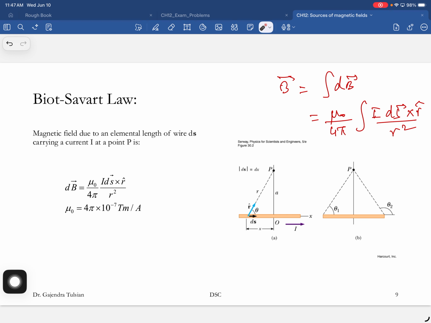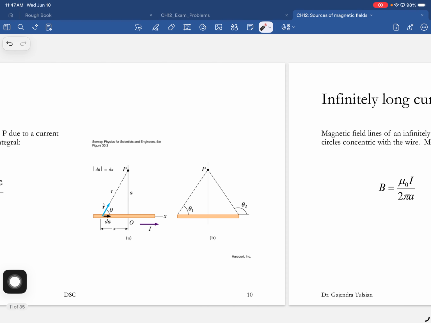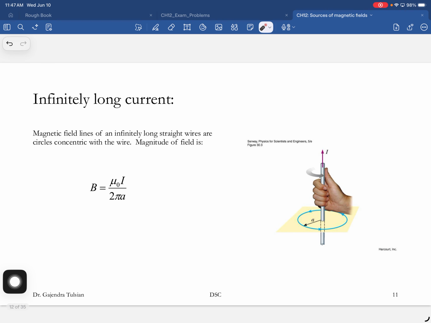So here is the magnetic field due to this current carrying conductor. Now I gets pulled out of the integral because it's constant, and then ds cross r hat over r squared. So here's the simple case: an infinitely long, straight conductor. If it has kinks, then you won't be able to do the integral. It has to be infinitely long and straight.